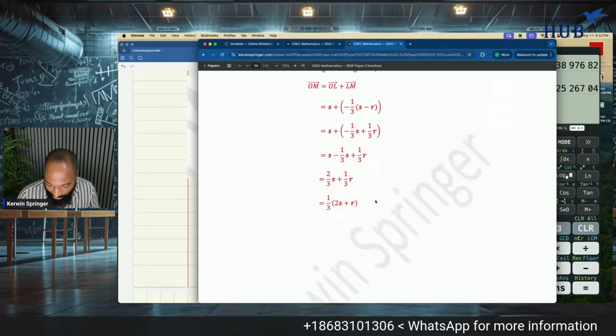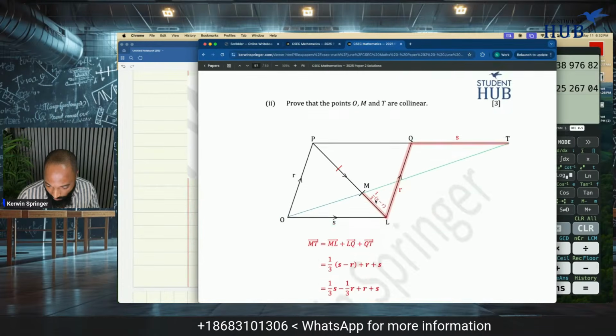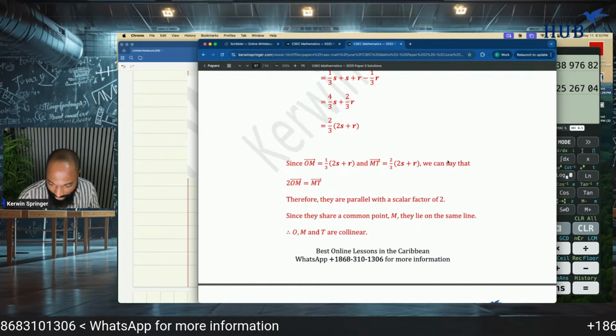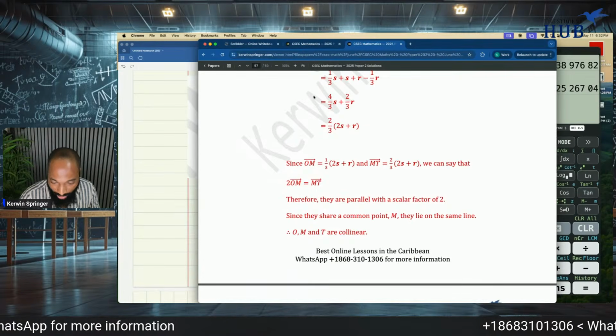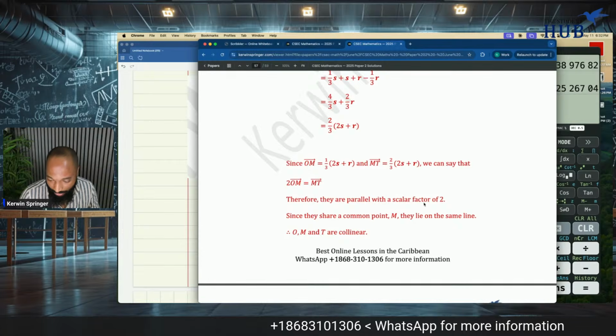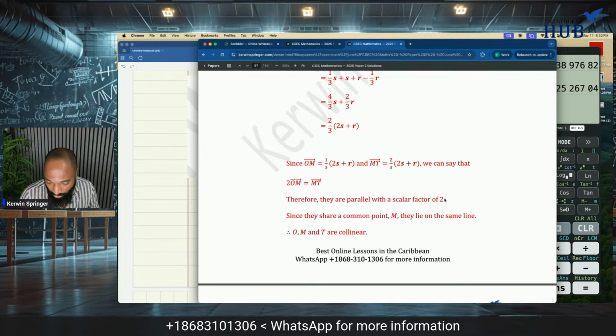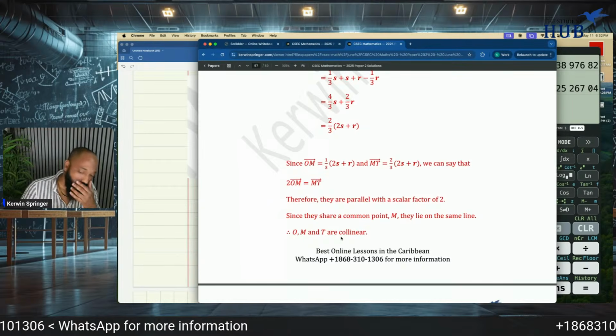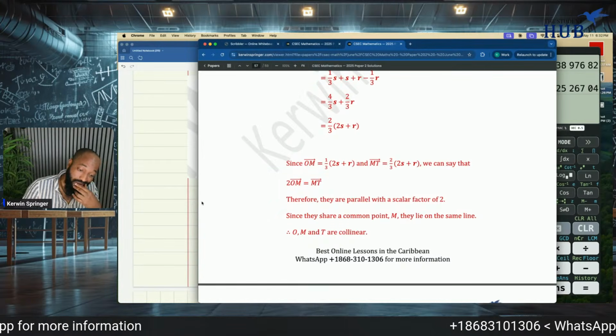So you'd write, since OM is a half of this, we can say that 2 OM is 1 MT. This part here, 2 of OM is 1 MT. Therefore, they are parallel with a scale factor of 2. And since they share the common point M, they lie on the same line. O, M and T are collinear. That's vectors for you, ladies and gentlemen.